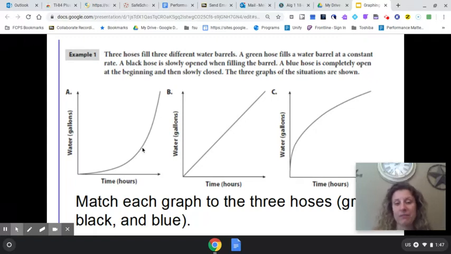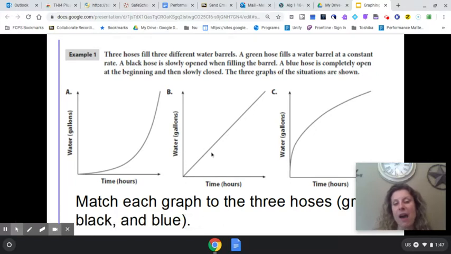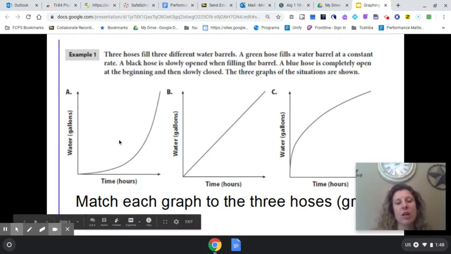That's a changing rate. If we take a look at graph B, as time increases, the water in gallons is also increasing, and the slope is constant. It means that it's increasing the same amount per unit of time. So B would be our green hose. Okay, the next hose that's explained, it says a black hose is slowly opened when filling the barrel. So if you're turning on the hose just a little bit at first, and then you increase the water flow, that's going to be graph A.